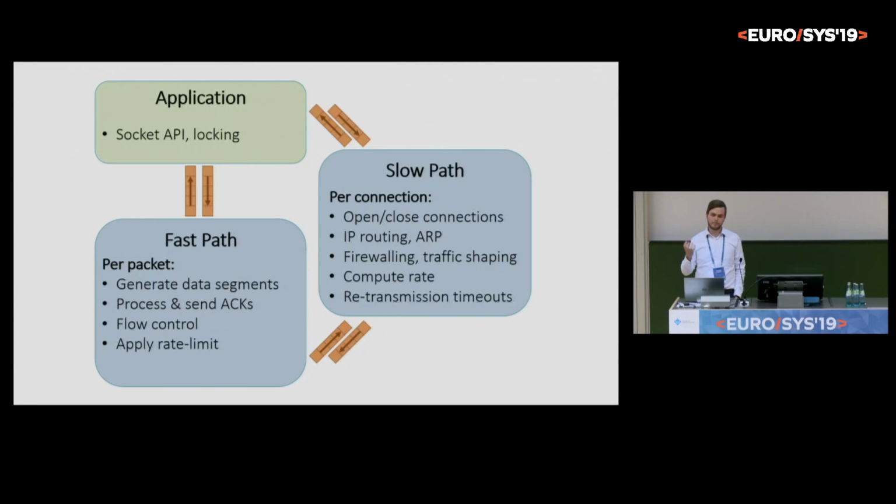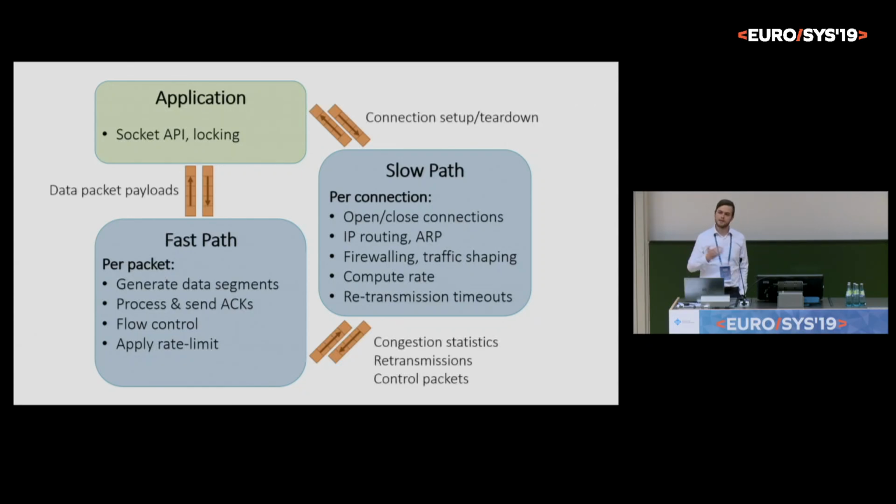The best solution is to do sockets at the application library level, and then do the absolutely necessary per packet operations in the fast path, like generating data segments, processing and sending acknowledgements, flow control and rate limiting, and then the uncommon or periodic operations in the slow path, so opening and closing connections, running congestion control algorithm like computing the rate, and retransmissions. Then necessary information for all these components can be passed between the shared memory queues.